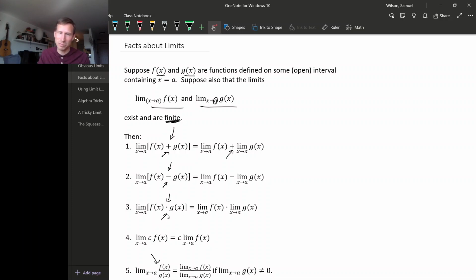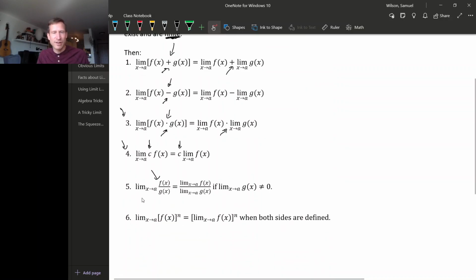And it's the same with a product. The limit of a product is the product of the individual limits. If you have a constant, you can just pull that constant outside, which, this number 4 here, is just a special case of number 3. And if you have a limit of a quotient, it's just the quotient of the limits. Although we do have to be careful that the limit in the denominator shouldn't be 0. If the limit in the denominator is 0, then all bets are off.